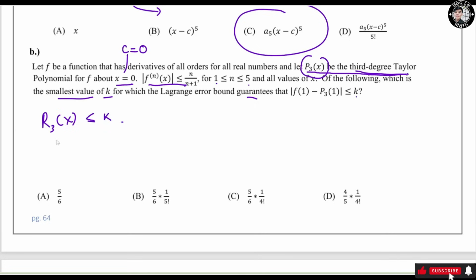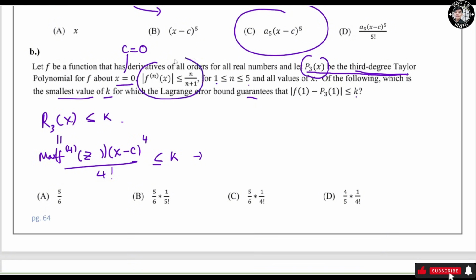And this guy equals f to the fourth derivative of c, times s minus c raised to the 4 over 4 factorial, less than or equal to k. Now we just substitute values. We need to find the maximum of this guy. Since this guy is less than or equal to n over n plus 1, if it's equal, you just substitute the value of n.